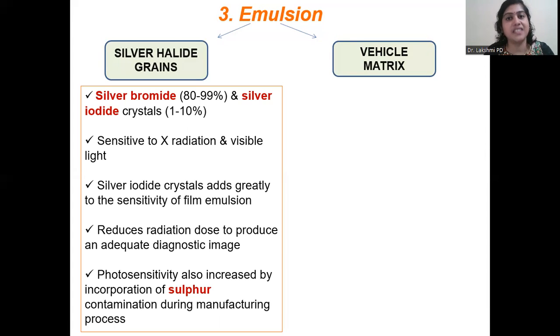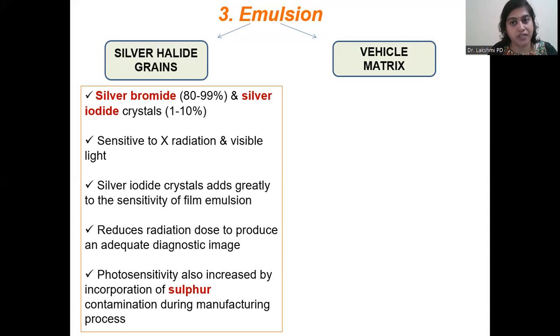Now, these silver halide crystals are sensitive not just to X-ray radiation, but also to visible light. That is the reason why in your X-ray film packet, you have got multiple layers. That is, you have got your plastic outer wrapper, you have got your black paper wrapper protecting your X-ray film. That is basically protecting the silver halide crystals in your emulsion from any sort of exposure to visible light.